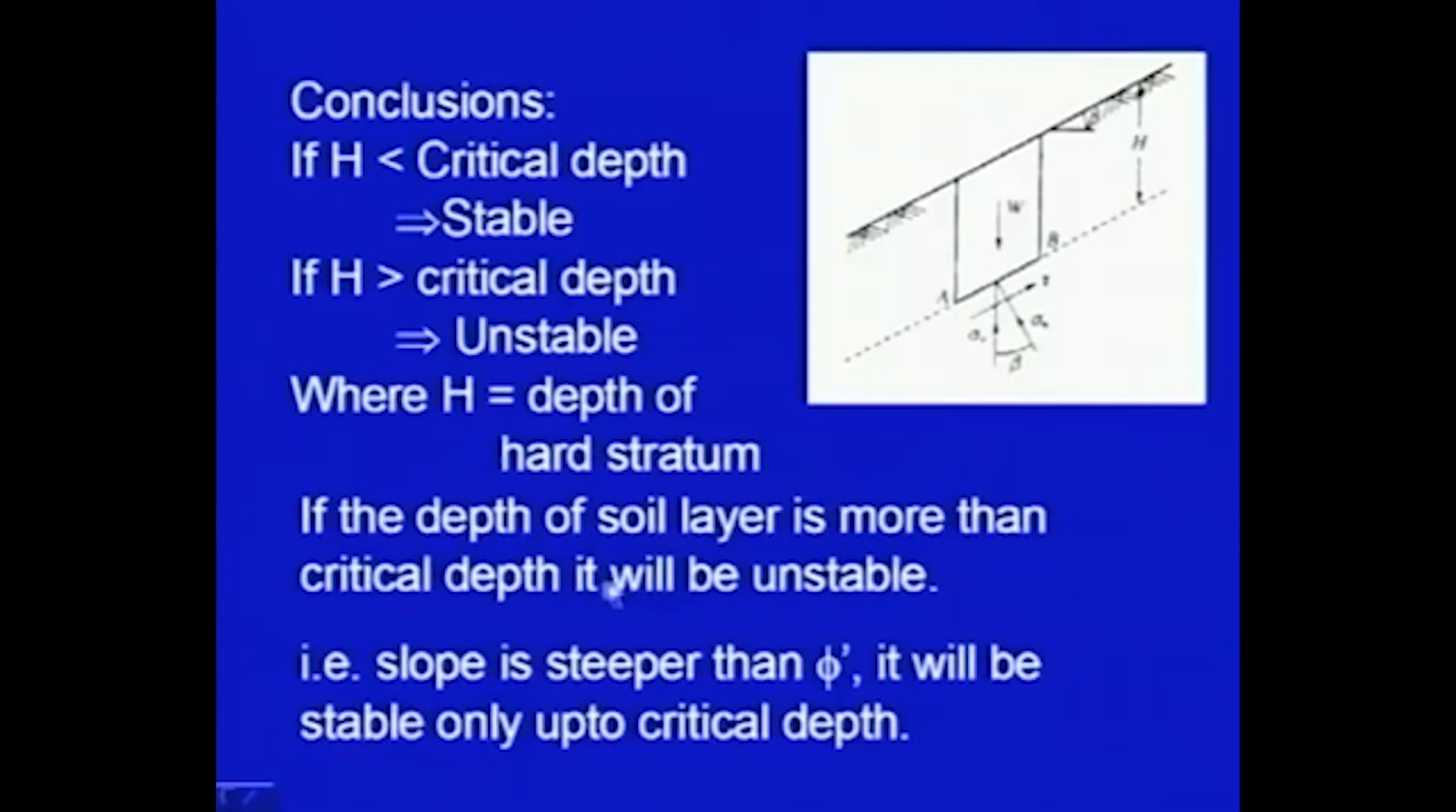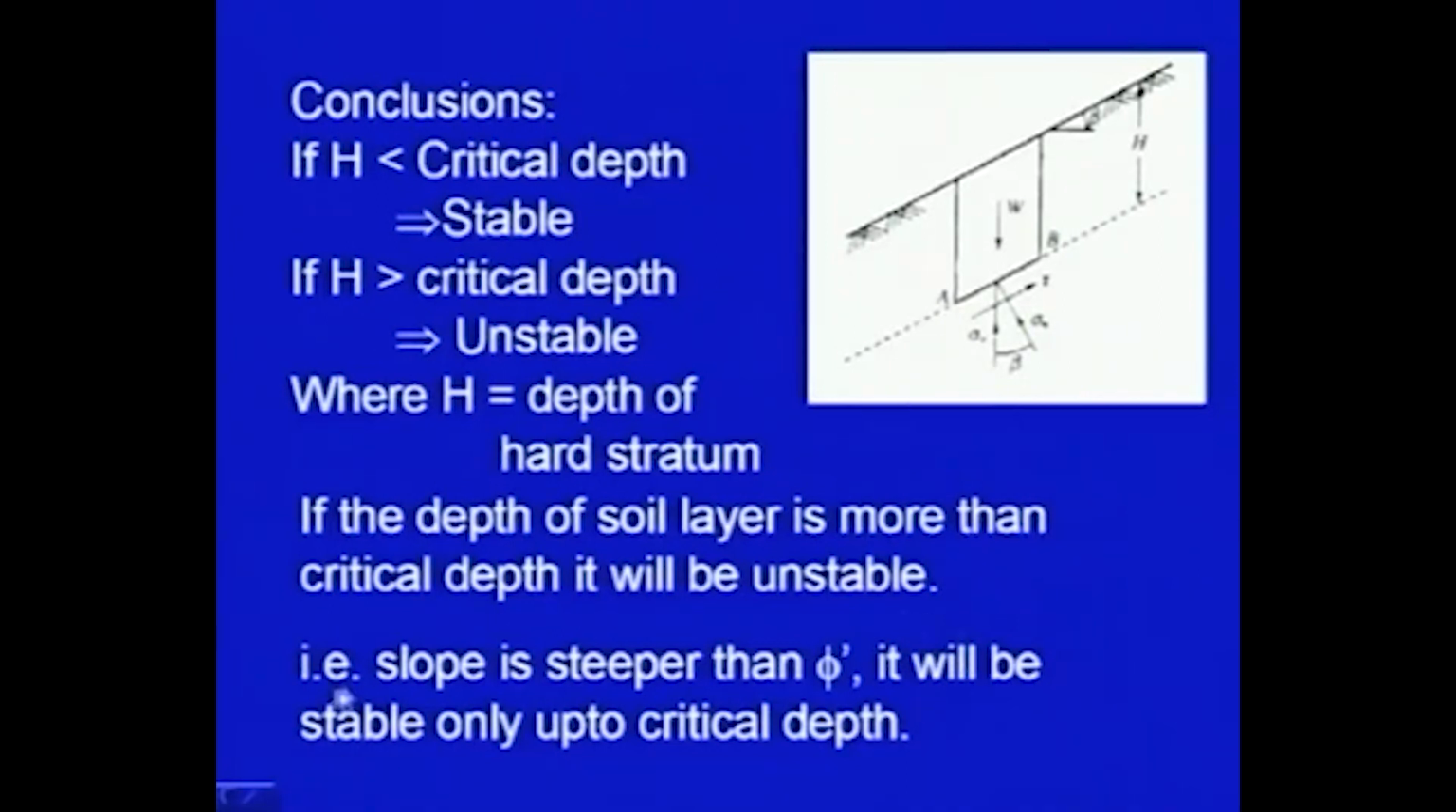So, the conclusion is, if the depth of the soil layer is more than critical depth, it will be unstable. What it gives us is that, suppose there is a hard stratum here, and if the stratum is at a relatively shallow depth, this h will be small. If h is small, sigma dash will be small, that means there are chances that the slope will be stable. But if the hard stratum is available at a large depth, then it may become unstable.